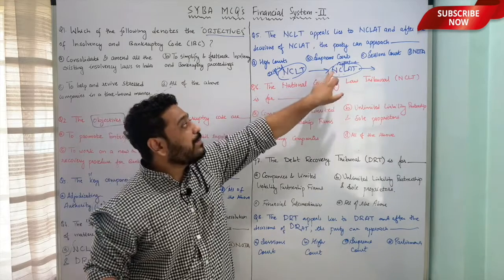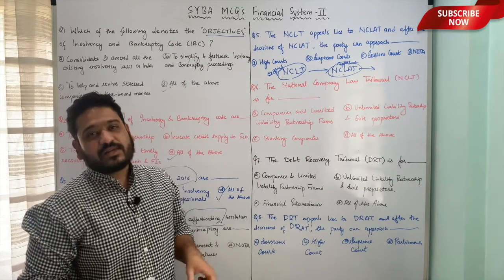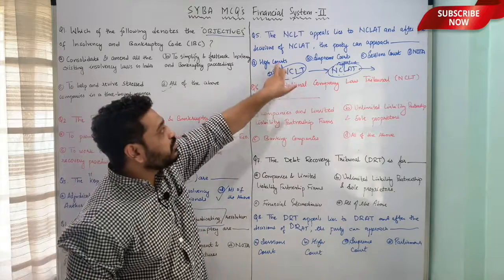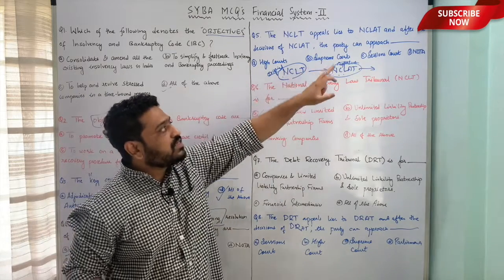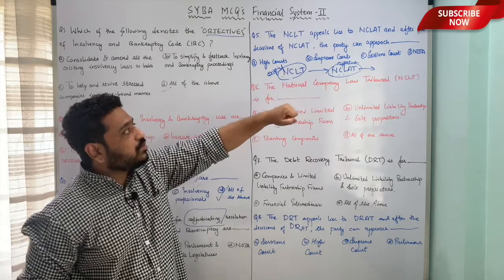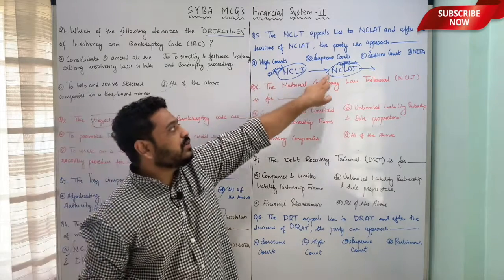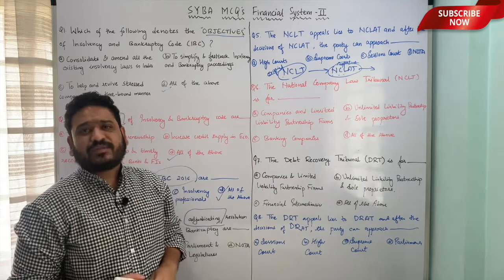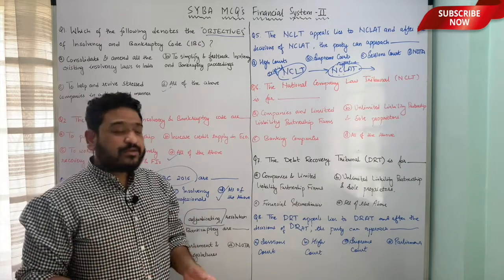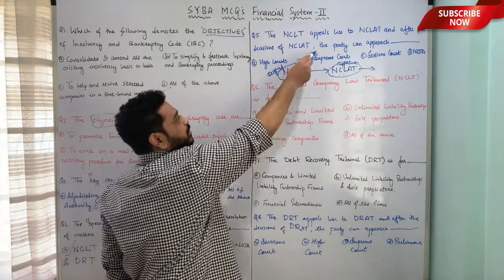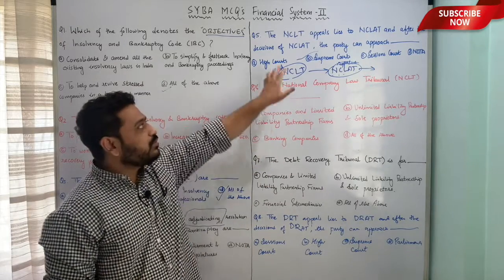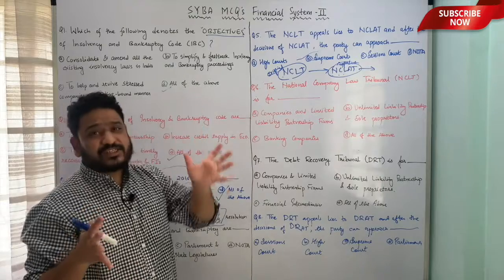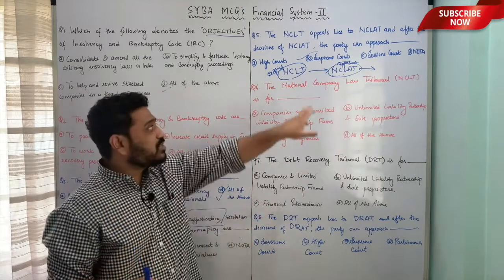And if you are not happy with the decisions made by the National Company Law Appellate Tribunal, you can approach which of these institutions? The options are A. High Courts, B. Supreme Court, C. Sessions Court, and D. None of the above. If you are not happy with the decisions made by the National Company Law Appellate Tribunal, the aggrieved party can move the Supreme Court, and therefore option B, Supreme Court, is the correct answer to this question. Now the next question is but obvious: who can approach NCLT?